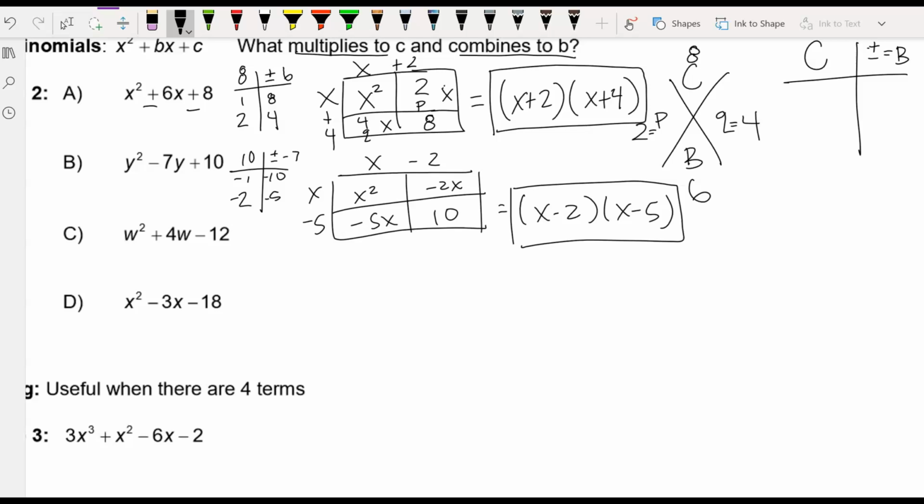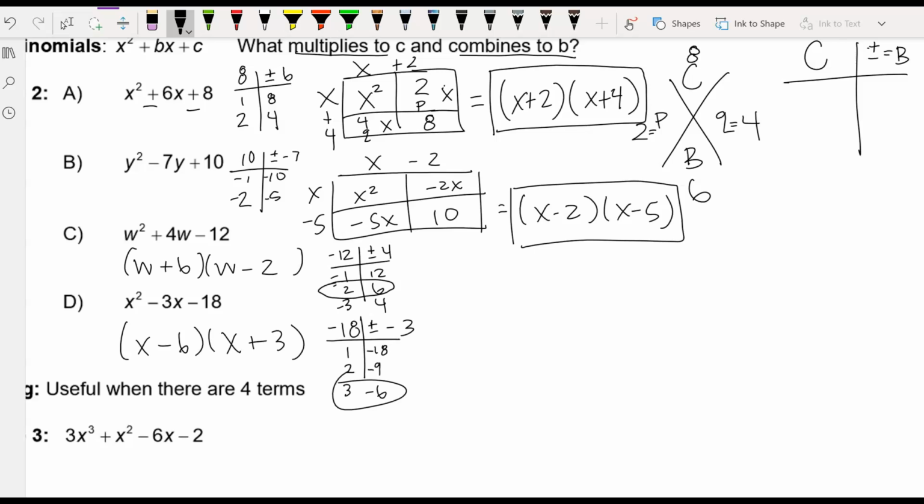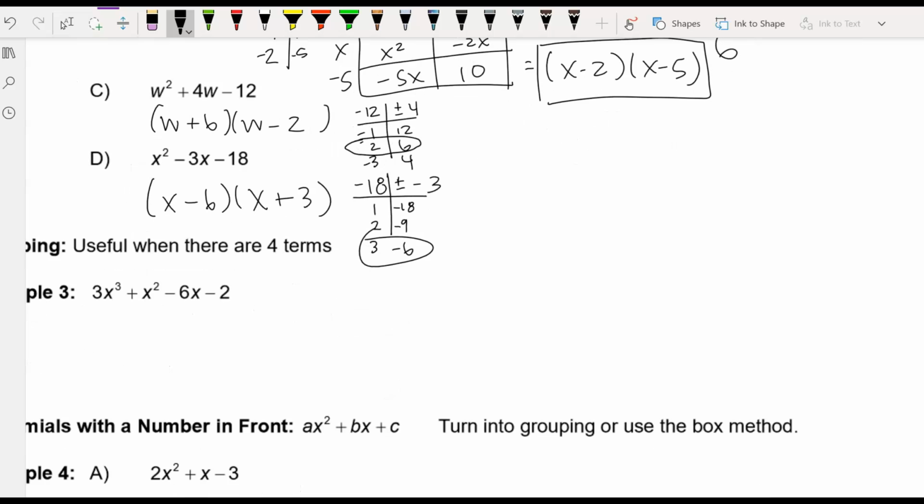All right, go ahead and try the next two and we'll come back and check your answers. All right, for C, you should have gotten w plus 6 and w minus 2. And then for D, you should have gotten x minus 6 and x plus 3. So you should be pretty good on factoring at this point. You should have seen it in Math 2 quite frequently. And then Math 3, you see it. So you should be getting used to factoring your numbers.